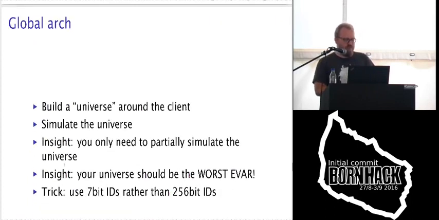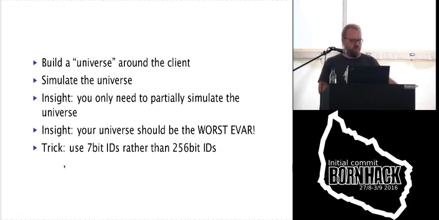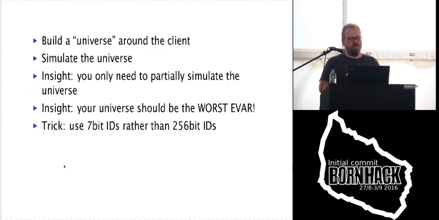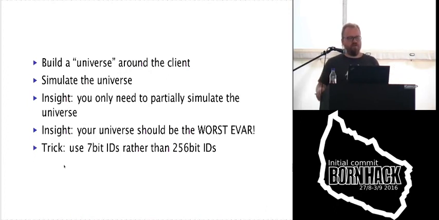So the global architecture of doing this, how do you do it? Well, the idea is to build a universe around the client. There are millions of nodes out there, so simulate millions of nodes, right? You don't want to actually run millions of nodes because that would be very expensive in your AWS credit. You want to simulate them. And the insight is that you don't have to simulate them all. You only have to simulate those you communicate with in this particular test case, which isn't all of them. It's very often like 5 nodes you have to simulate. So this makes it way easier.